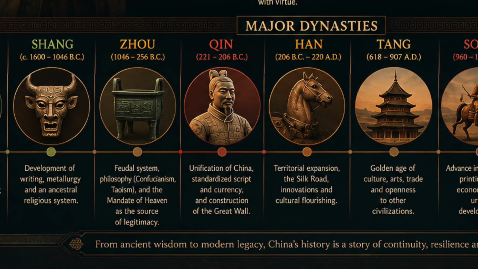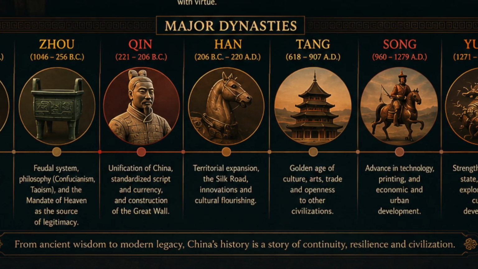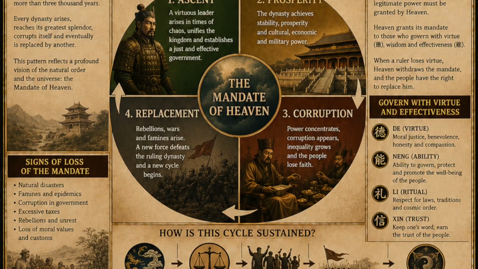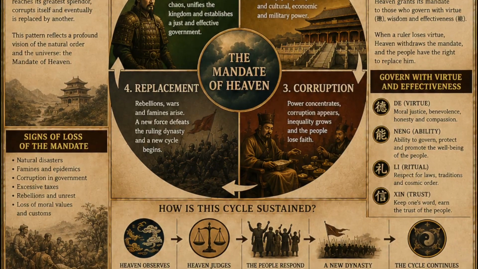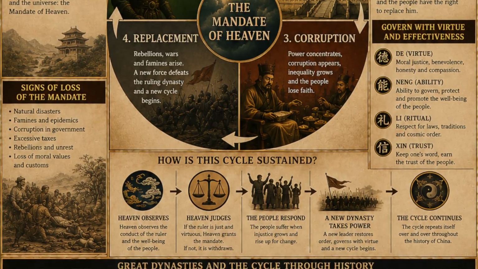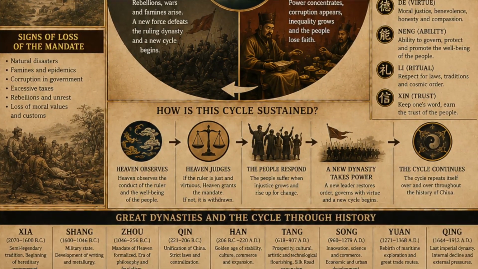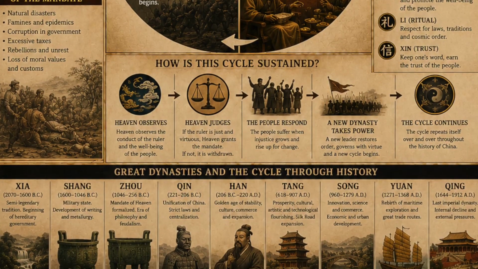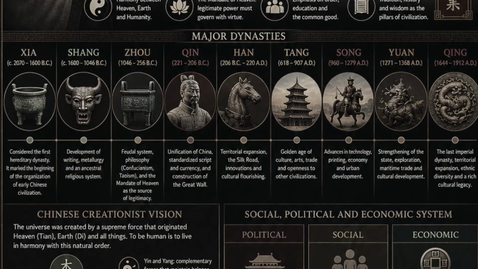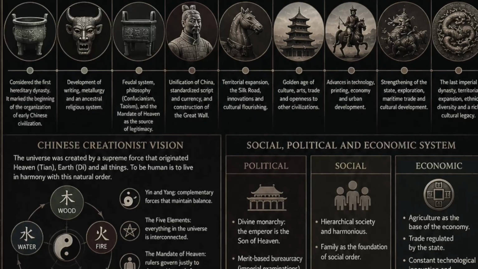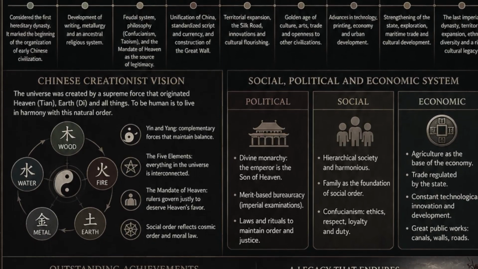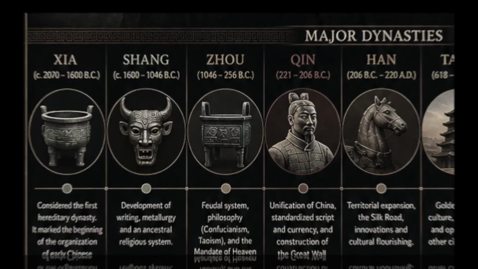This happens under the idea of the mandate of heaven, meaning rulers are legitimized by cosmic approval until they lose it through corruption or failure. It's a repeating macro pattern that many historians recognize as a useful motif for interpreting Chinese history, even if they debate how rigidly cyclical it truly is.